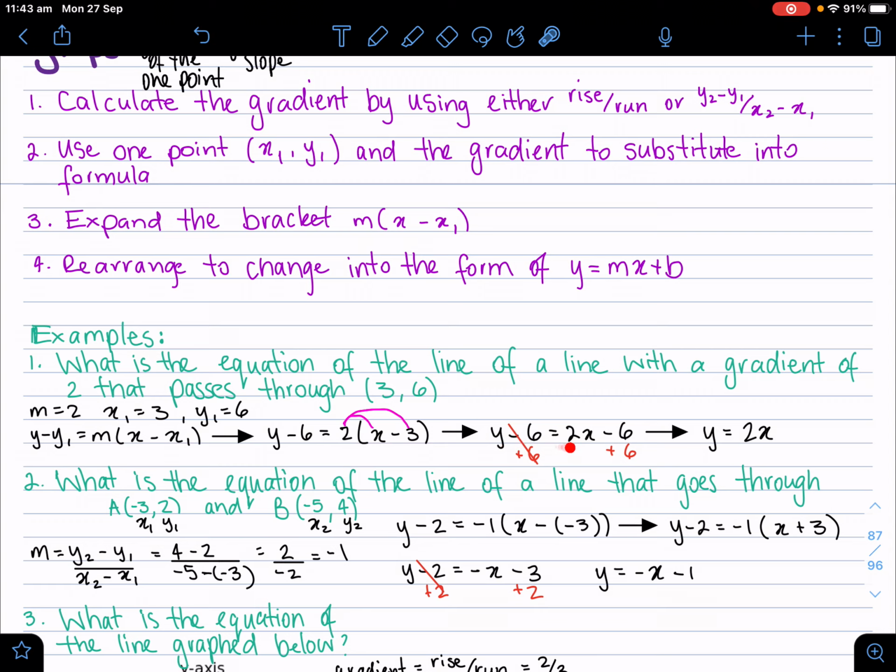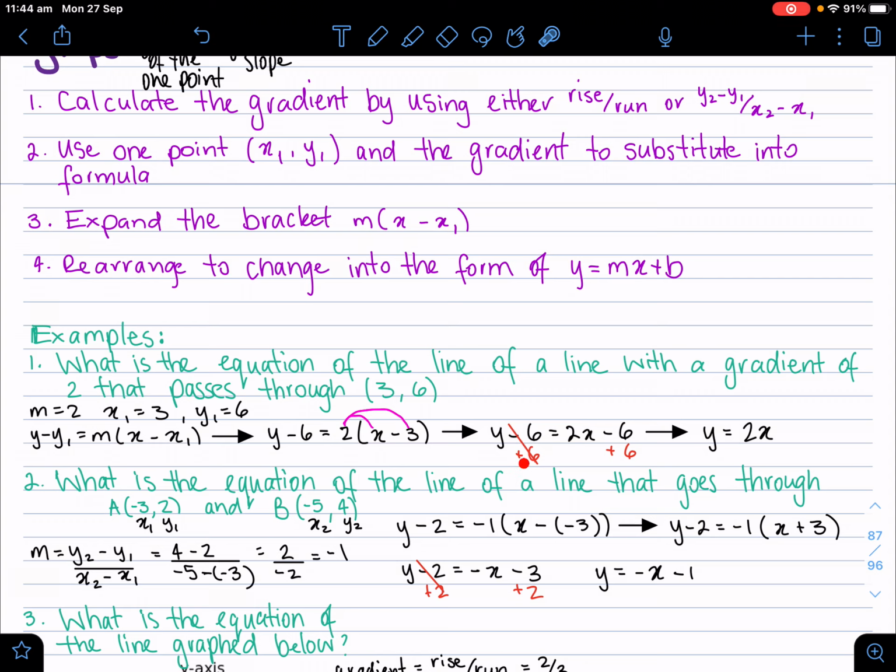Well, right now, if we look at the black section there, that's y minus 6 equals 2x minus 6. So y is not by itself. I need to make y the subject. And in order to do that, I need to get rid of the minus 6. Inverse of minus 6 is plus 6.